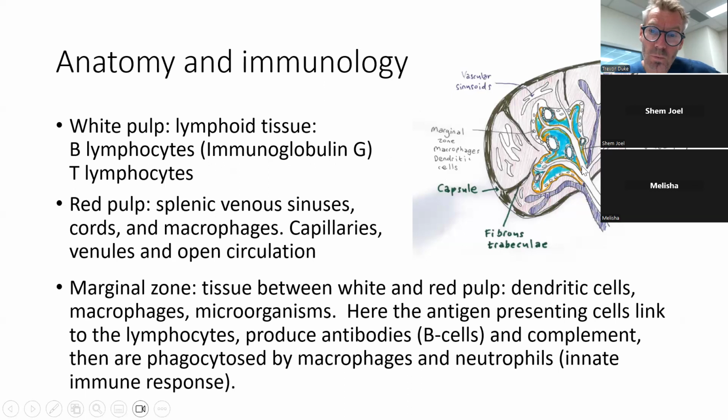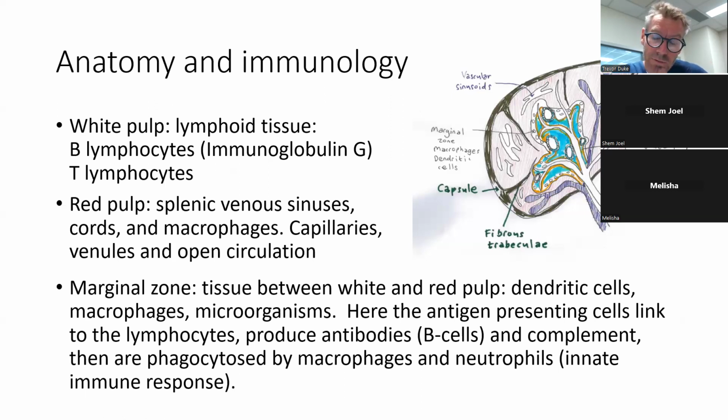In between the white pulp, which is the lymphoid tissue, and the red pulp, which is all the vascular tissue, is a marginal zone. And in the marginal zone are a lot of the innate immune cells, like dendritic cells and macrophages.